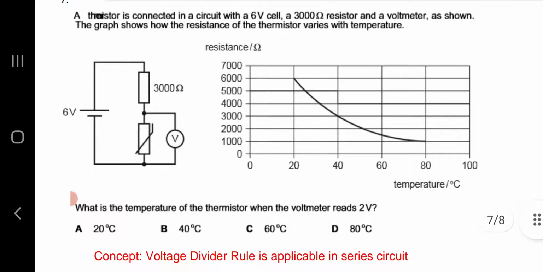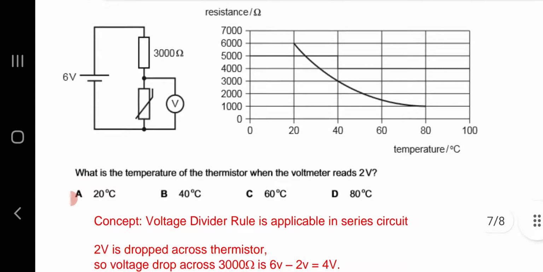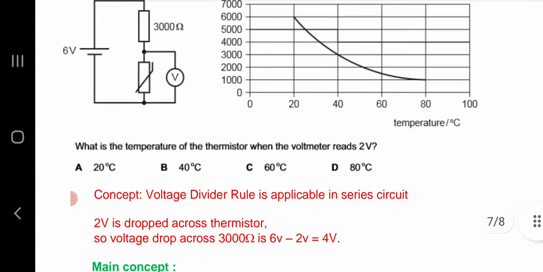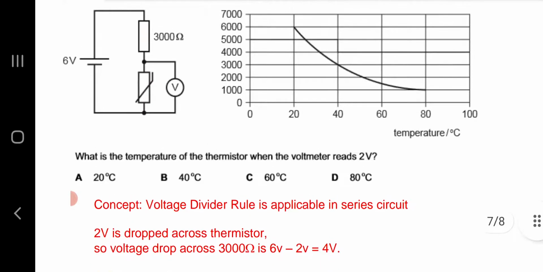If you see, the two resistors are connected in series configuration, and 6 volt input voltage is available across them. So there is a voltage divider rule concept being applied here in series circuit. 2 volt is dropped across thermistor, it is the given. So voltage drop across 3000 ohm will be 6 volt, total volt, minus 2 volt, that is equal to 4 volt.